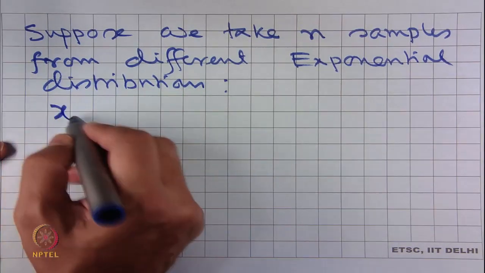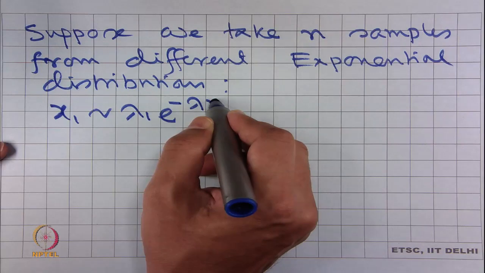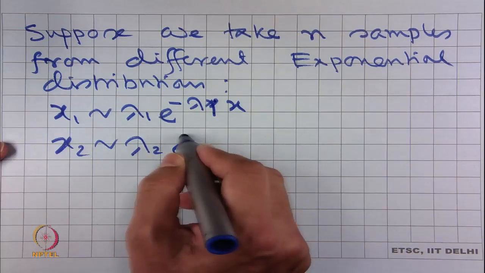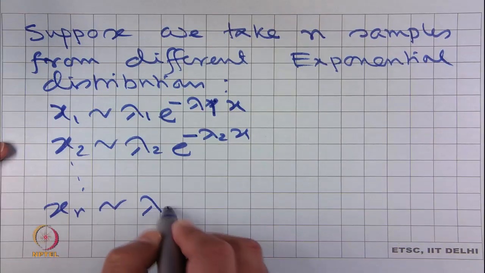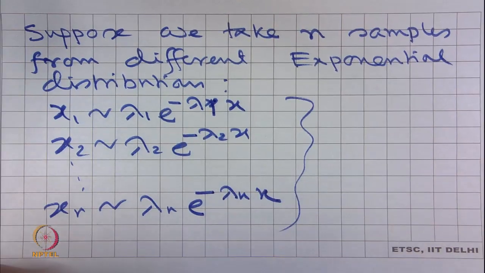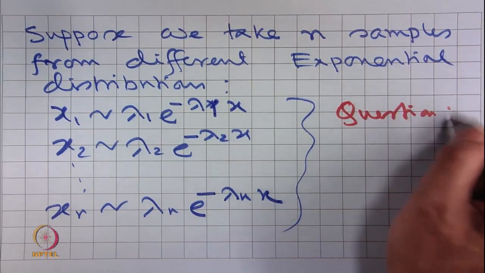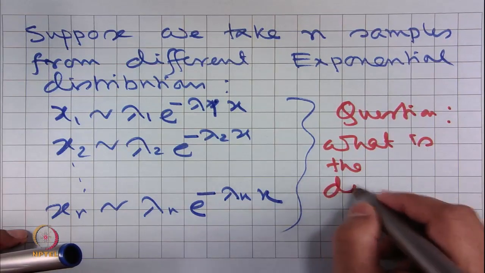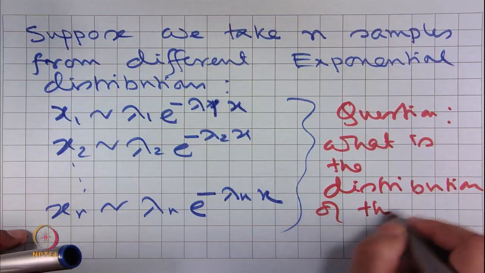Say x 1 is from lambda 1 e to the power minus lambda 1 x, x 2 is from lambda 2 e to the power minus lambda 2 x, x n is from lambda n e to the power minus lambda n x. The question is, what is the distribution of the minimum?